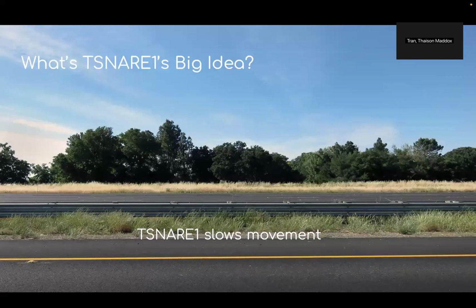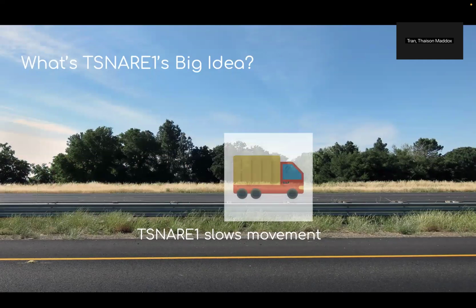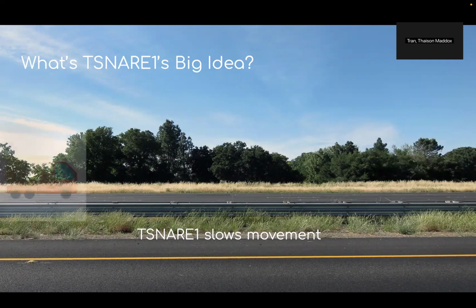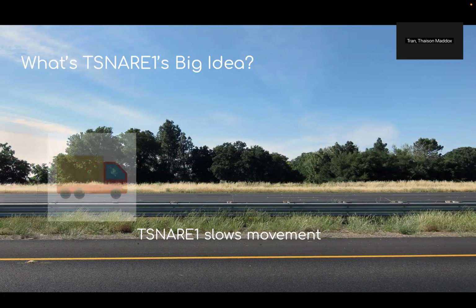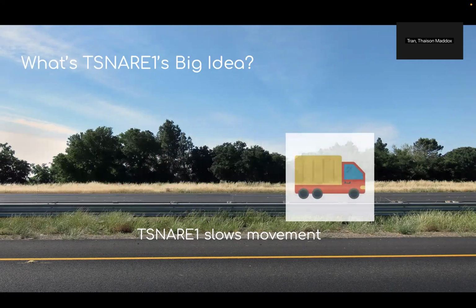Now, what is TSNARE1's big deal? TSNARE1 is a gene that helps control how many materials move inside brain cells. Now, originally, imagine delivery trucks within a delivery system. This is how they move. They move very fast. As TSNARE1 gets activated, it moves slower and slower, basically making the materials not get to the destination fast enough.